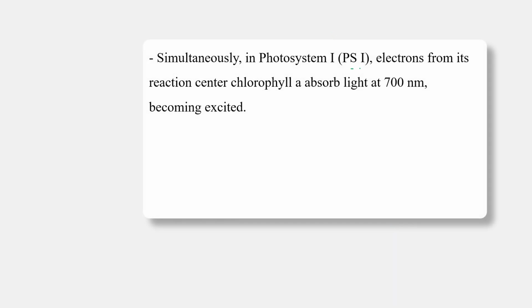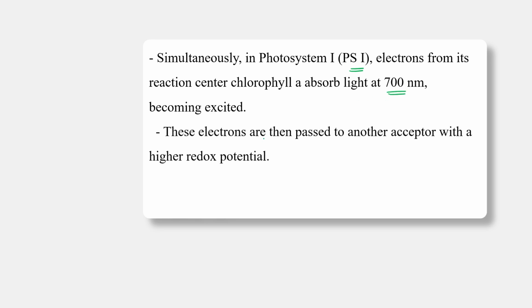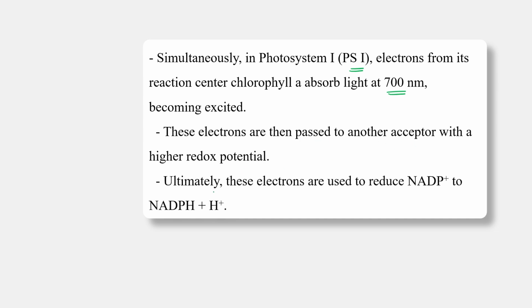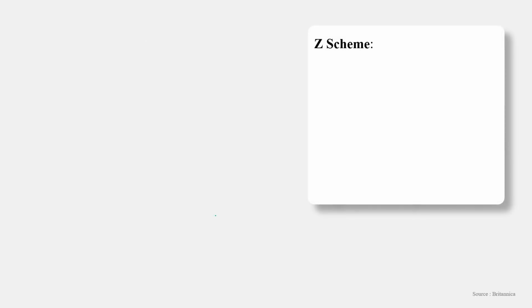Simultaneously in PS1, electrons from its reaction center chlorophyll absorb light energy at 700 nanometer and become excited. These electrons are then passed to another acceptor with higher redox potential, and ultimately these electrons are used to reduce NADP to NADPH and H. So this is how electrons are passed from one level to another, and this is known as electron transport.